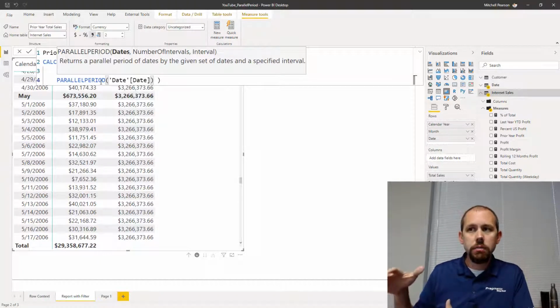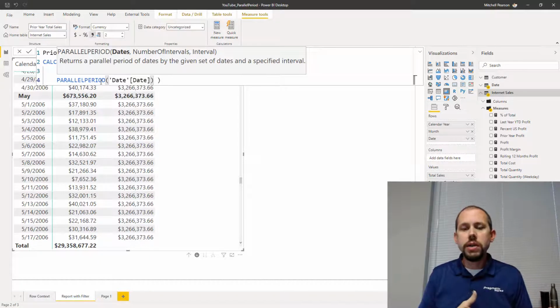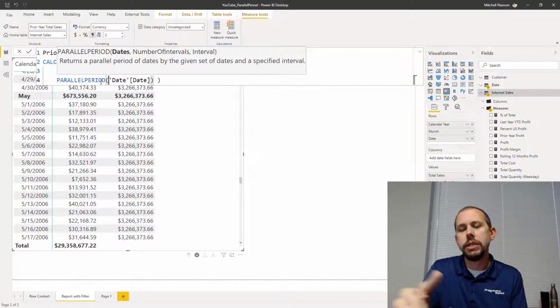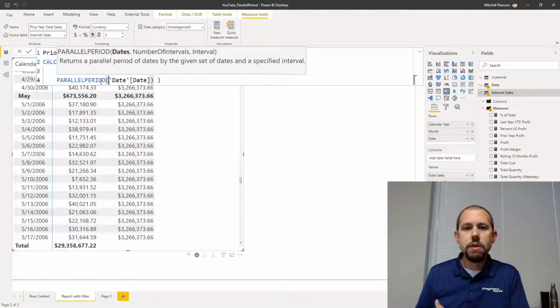So I'm going to tell it the interval that I want is a year level. So it's going to go back to the prior year. If I say -1 on my number of intervals, it's going to go back to the prior year and get that set of dates for that entire year, regardless of what the filter context here is. It goes back to the prior year and it gets everything.